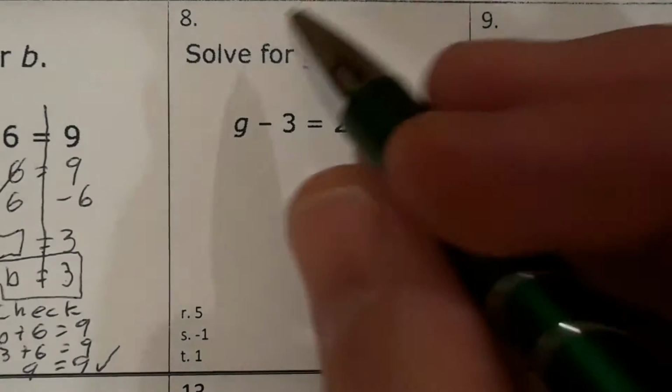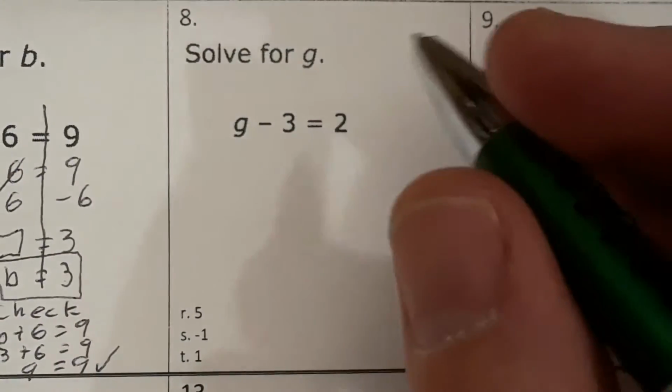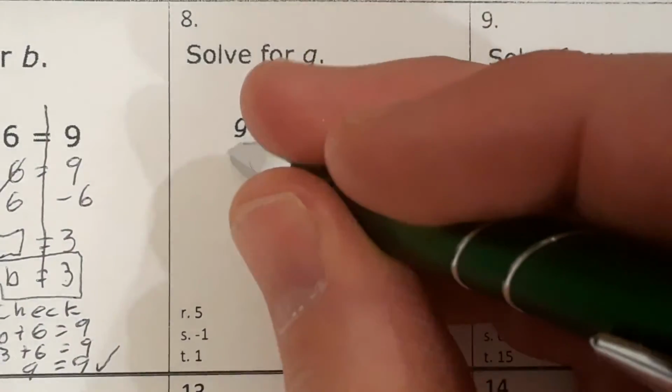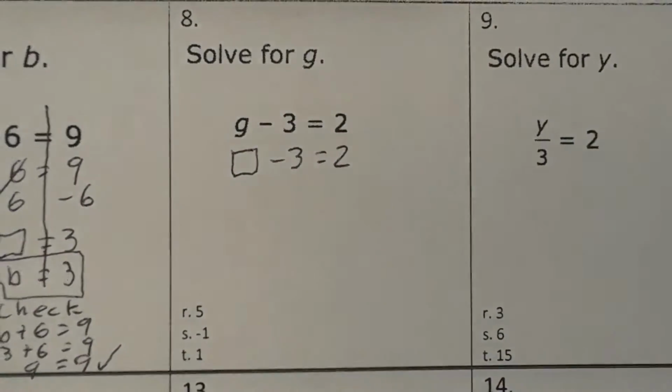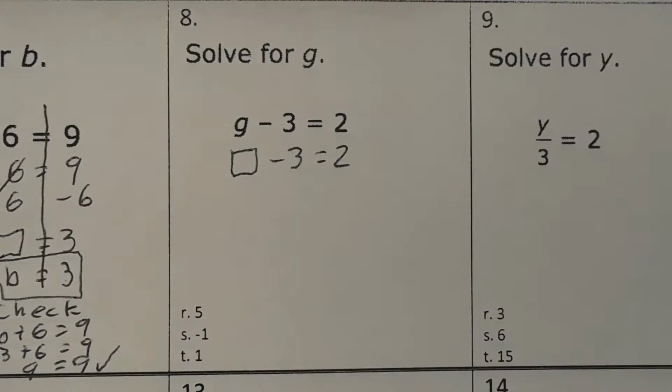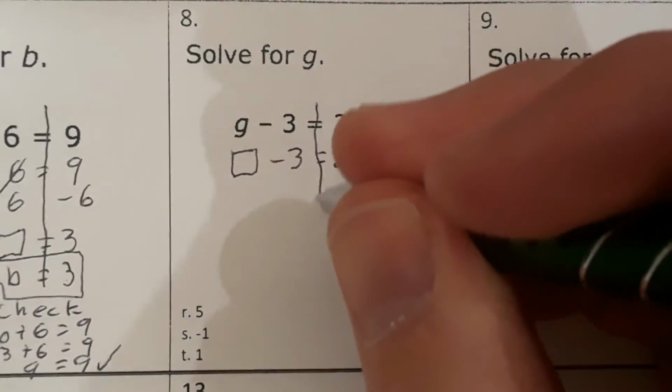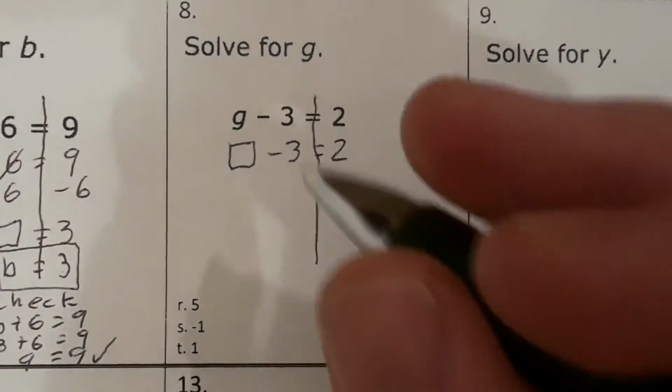Number 8, solve for G. So G here, call it a box, minus 3 equals 2. Something minus 3 gives you 2. Line's going to go down the middle here.